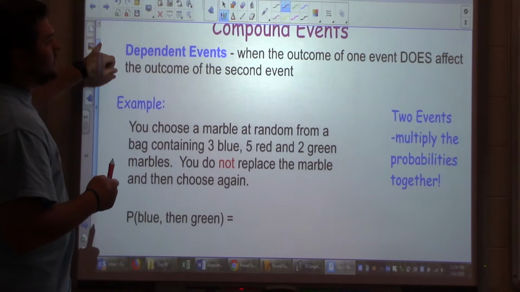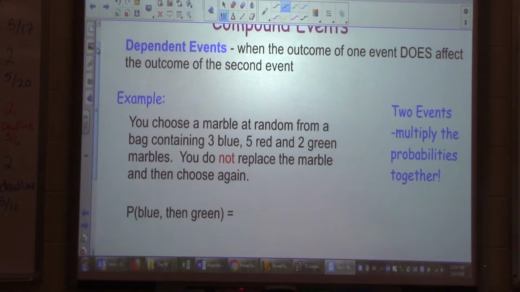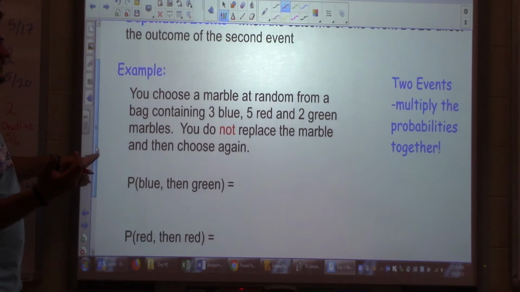Dependent events then. The outcome of one event does affect the outcome of the second event. An example of a dependent event would be choosing a marble at random from a bag containing 3 blue, 5 red, and 2 green, not replacing that marble, and then picking again. That's going to change the outcome of that second event. So they depend on one another. You do not replace it.